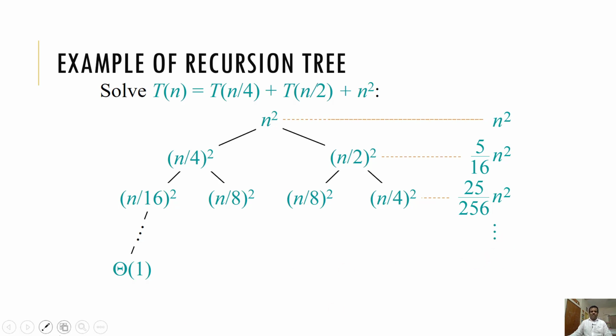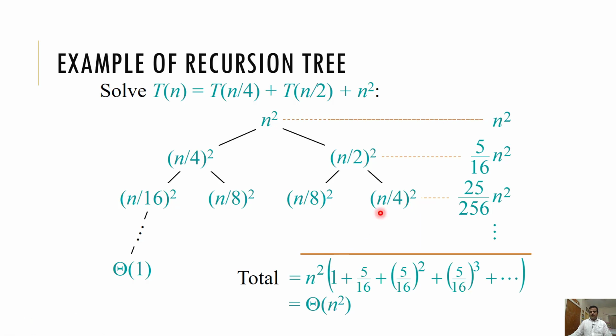Like this it will continue. Now the solution is the sum of all this. If we take n square common, it will be 1 plus 5/16 plus (5/16) square plus (5/16) cube, like this. So in the ith level it will be (5/16) to the power i times n square. But that needs a proof.